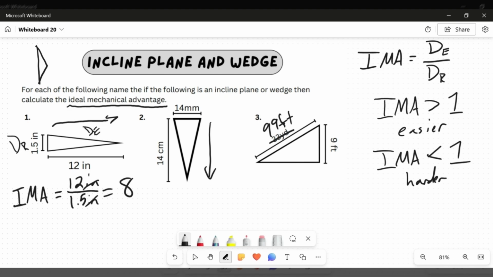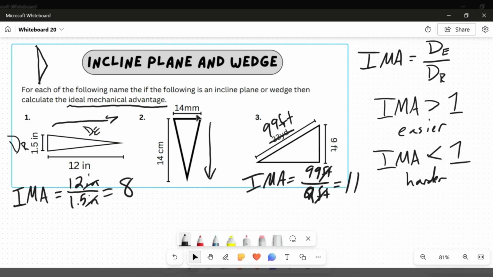Simple plug and chug. IMA equals 99 feet divided by 9 feet. Feet cancel out. Our mechanical advantage is 11. It's 11 times easier to use that ramp than just going straight up. This one in the middle, number 2, is the same as this one, but you have centimeters and millimeters. So you just have to convert and then work out the final answer.